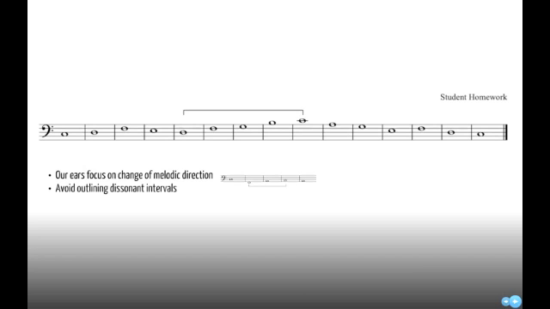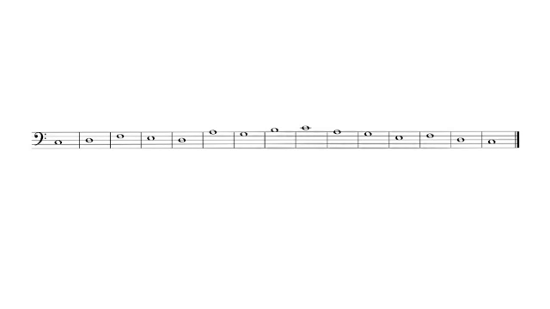So to go back to our original melody, the question is, is there anything we can do in this highlighted fragment to enhance the melody, to make it more interesting, and also to get rid of that dissonant outline? And the answer is yes, I think so, and actually quite easily.